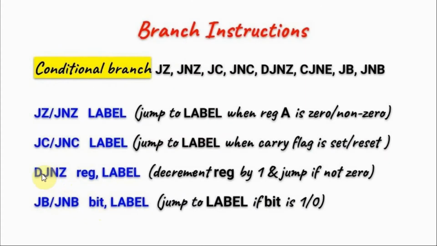The next instruction is decrement jump no 0. So the register content is decremented by 1, and if it's non-zero, then the program will jump to the label.